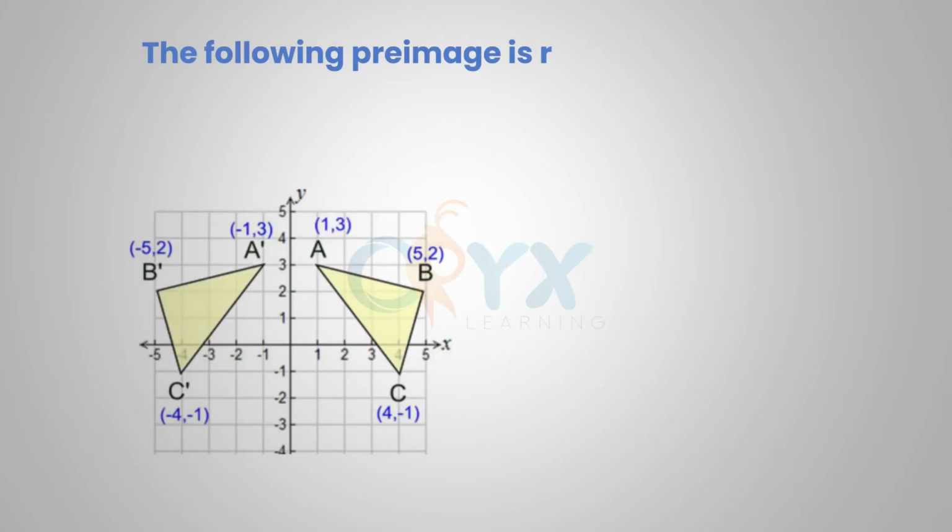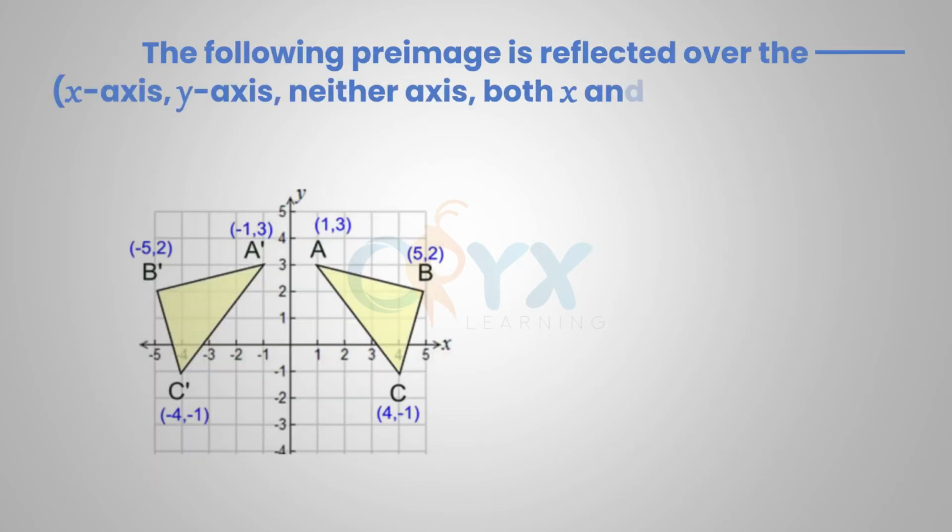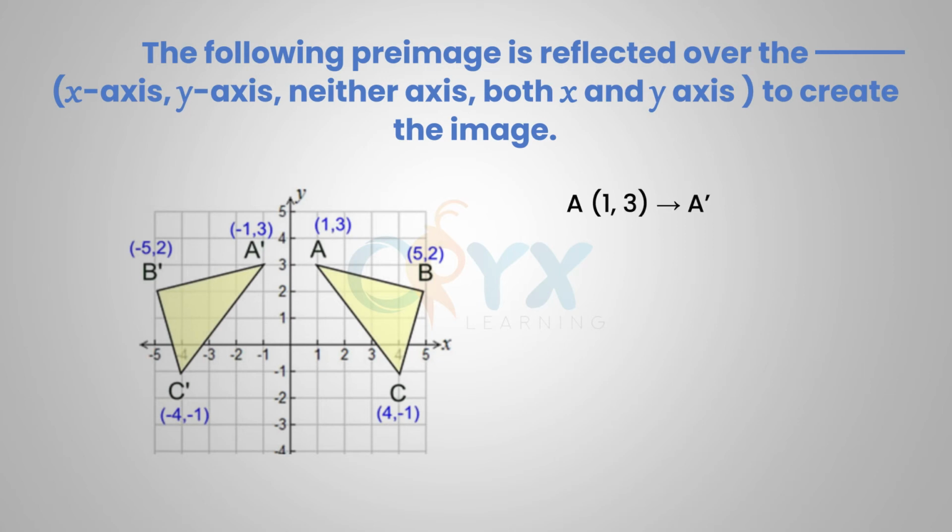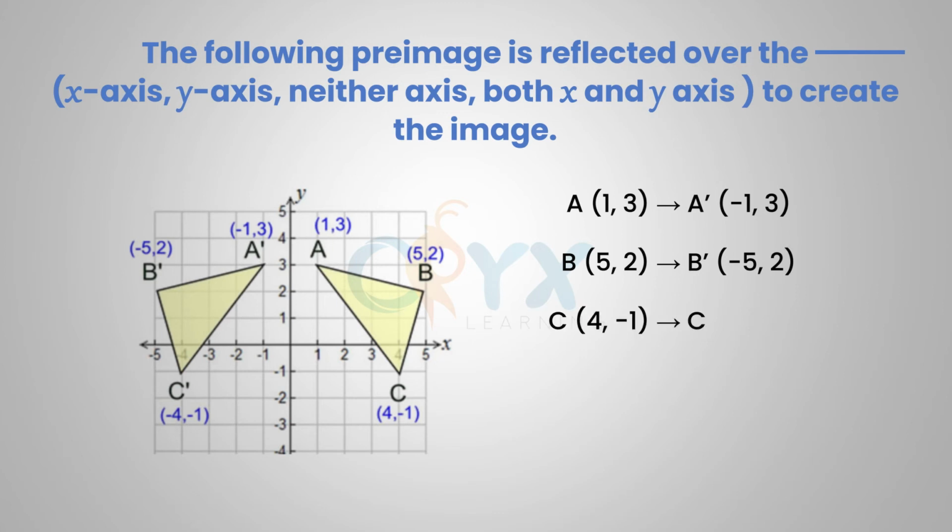The following pre-image is reflected over the blank to create the image. So if we look at figure ABC, we can see from A, B, C to A prime, B prime, C prime, the x values are negated or multiplied by -1. If the x values are multiplied by -1, from A (1, 3), we get A prime (-1, 3). From B (5, 2), we get B prime (-5, 2). And C (4, -1) becomes C prime (-4, -1).